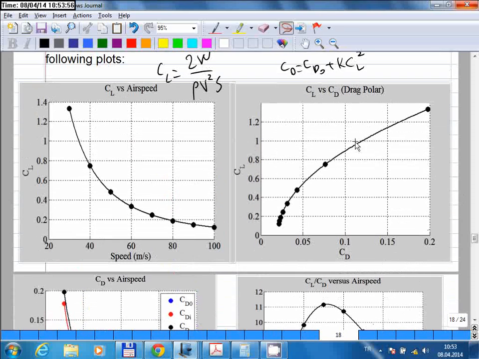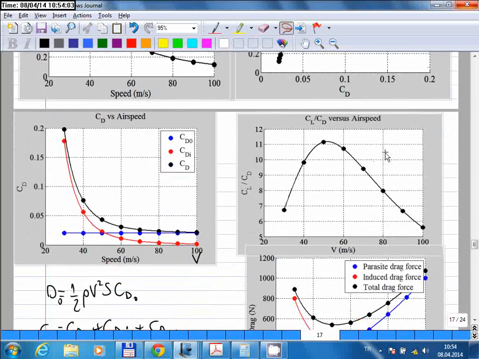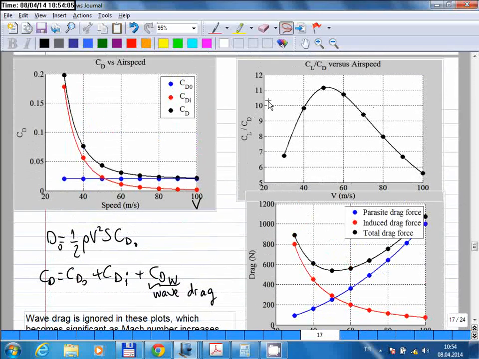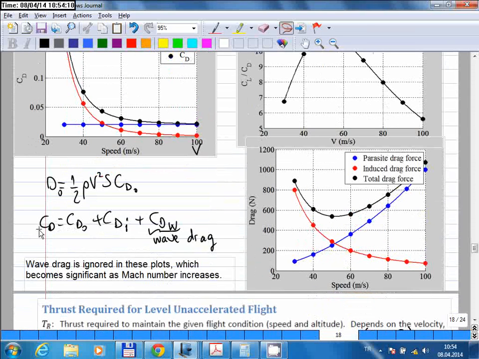Then you can also make a plot of CL versus CD. That plot looks like this here. So these are the non-dimensional coefficients, and you can also make similar plots for the dimensional values. If you plot the dimensional drag force, not the non-dimensional coefficients, then you get this curve here. Again, the red and blue ones are the components of the drag force, and the total drag force is the black one. And we also call that the required thrust force, right?